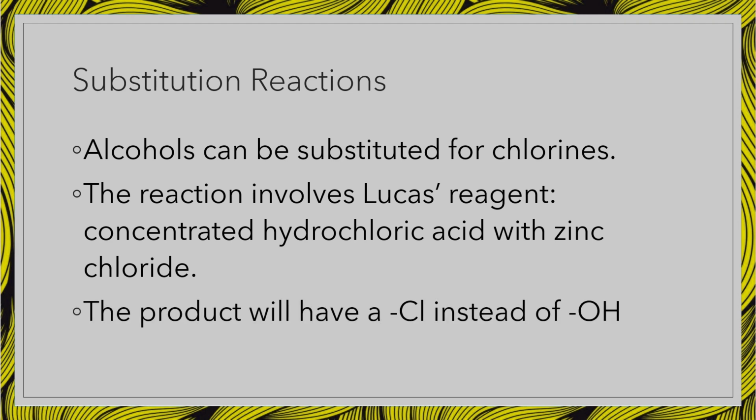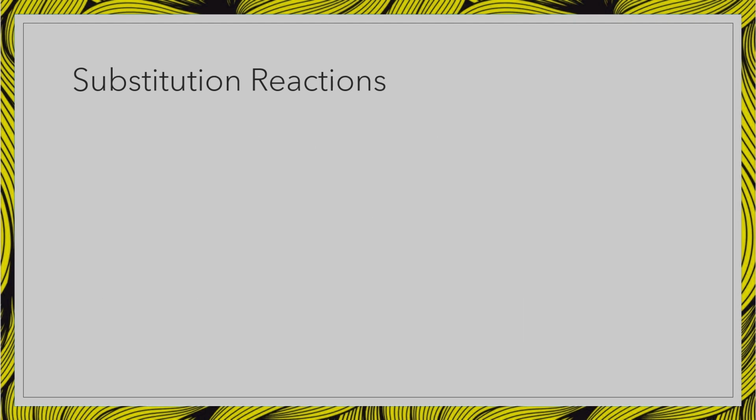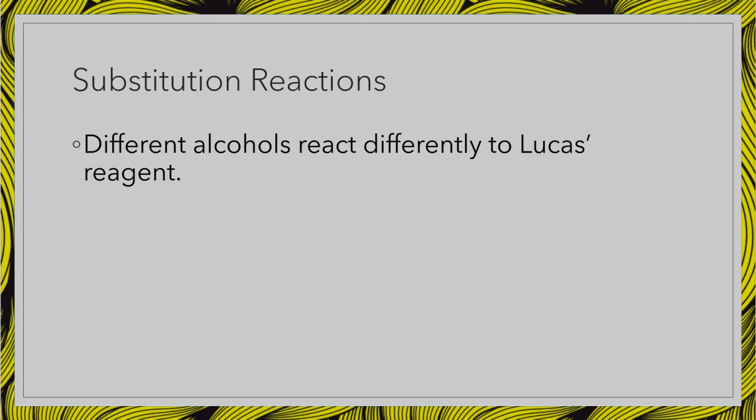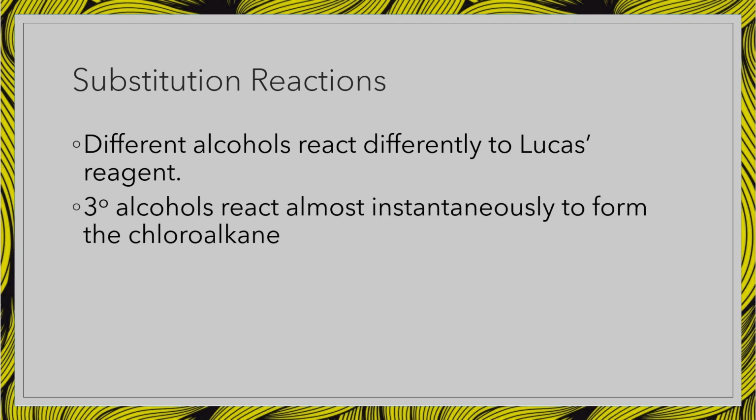And basically it takes off an OH, puts a Cl on instead. Now, different alcohols react differently to Lucas's reagent. Tertiary alcohols react pretty much immediately. They're very quick. So as soon as you put in hydrochloric acid and zinc chloride into a container containing a tertiary alcohol, you'll see it starts to go cloudy, and that's the chloroalkane forming.